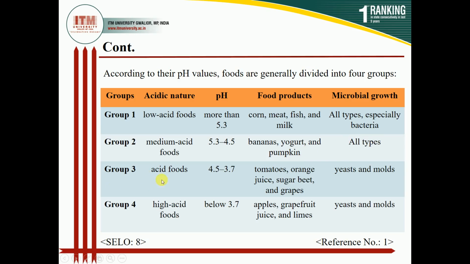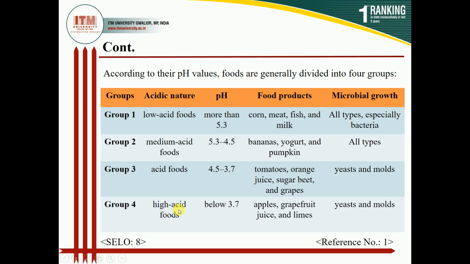Group 3 is the acid food, and the pH is 4.5 to 3.7. Tomato, orange juice, sugar beet and grapes all are acid foods, and generally we can observe that yeast and molds can grow and spoil these kinds of food products.